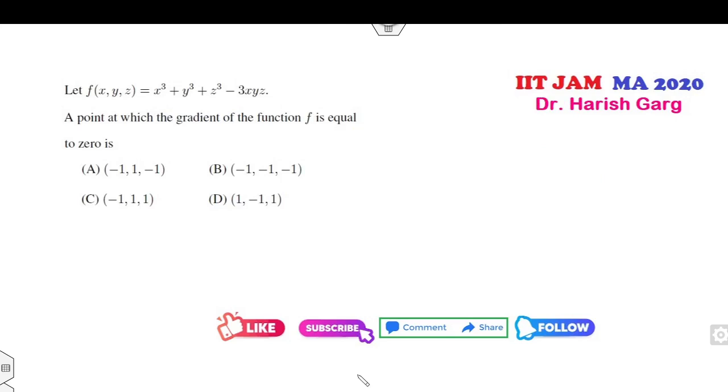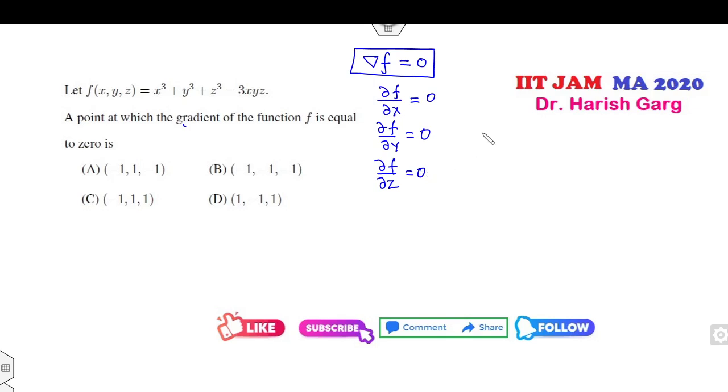Look at the next one. Find the point at which the gradient of the function is 0. Del f is 0. Fine. So it's very simple how you can find the gradient. Del f upon del x is 0. Del f upon del y is 0. Del f upon del z is 0. That implies del f upon del x is 3x square minus 3yz is 0. Similarly 3y square minus 3xz is 0. 3z square minus 3xy is 0.